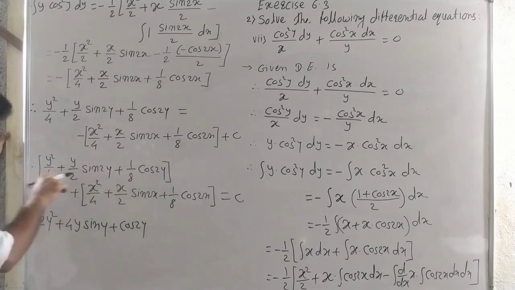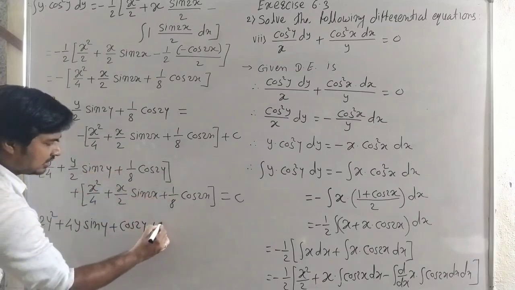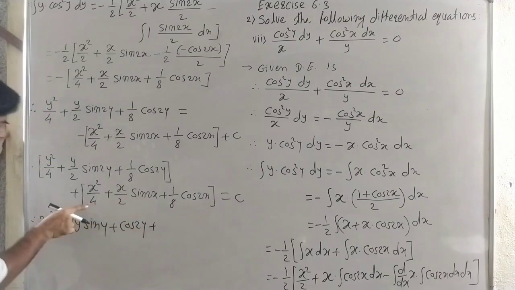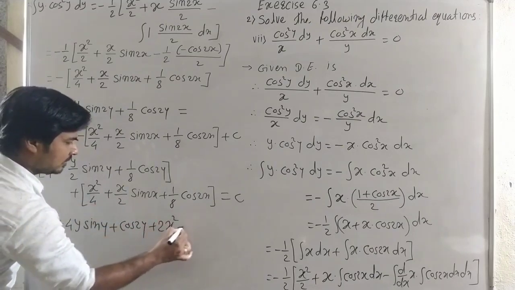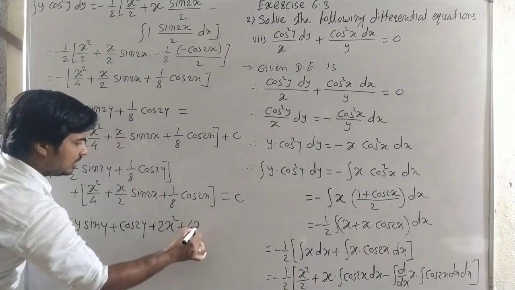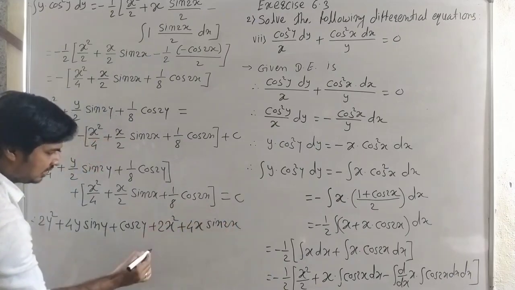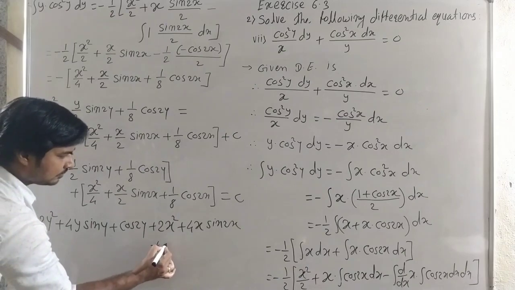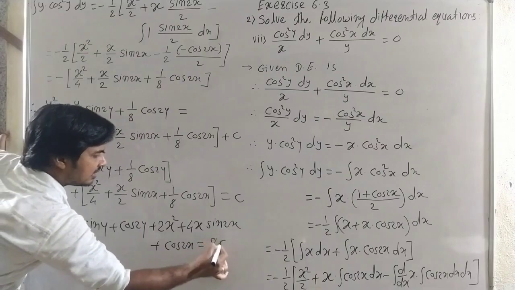Okay, we multiply by 8. Here we multiply by 8, here 2. When multiplying here, 4 and 8 cancel. Again here multiply, it is x square by 4, therefore 2x square plus 4x sin 2x and here it is plus cos 2x is equal to 8c.